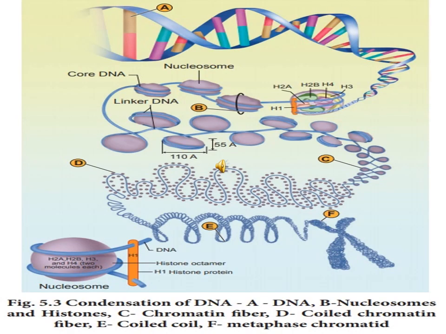Look at the picture carefully. This is important for the packaging of DNA helix. So the important points for the condensation of DNA. First, A, look at the picture carefully. A is DNA, B is nucleosomes and histones, C is chromatin fiber, D is coiled chromatin, E is coiled coil, and F is metaphase chromatin.